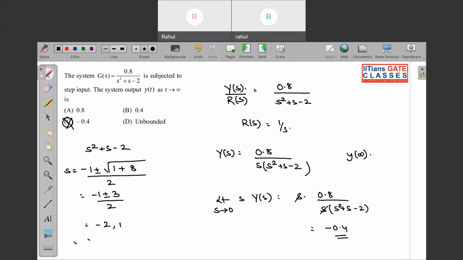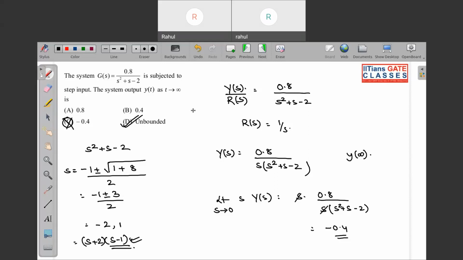So directly also. One of the poles, you can see this is in the right hand part of the S plane, S equal to 1. So this is unstable. That is why you are going to mark unbounded. Option D will be your correct answer.